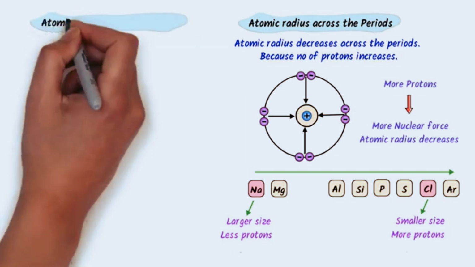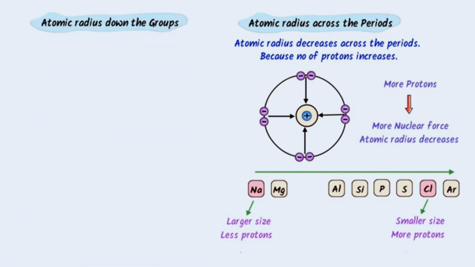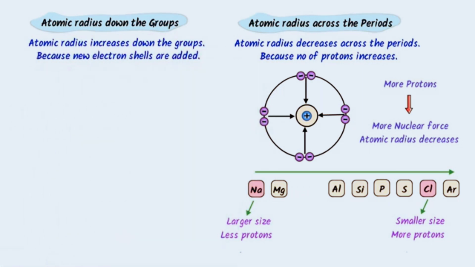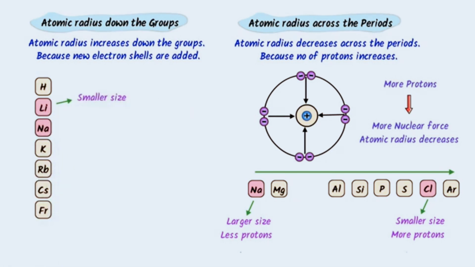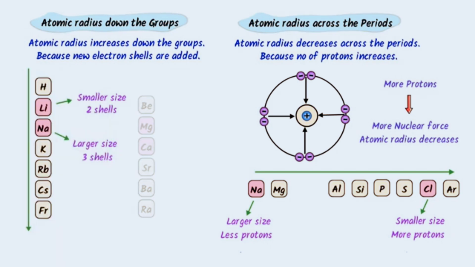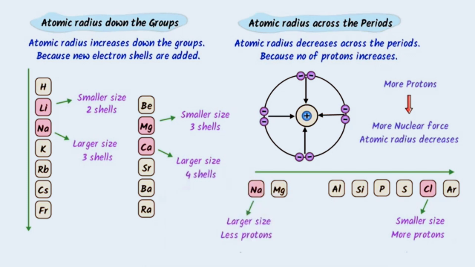Now we will learn atomic radius down the group. Remember that atomic radius increases down the group. It is because new electron shells are added. As a result of this, the size of the atom increases. Now consider the 1st group of the periodic table. Here, lithium has smaller size than sodium. It is because lithium has 2 electron shells while sodium has 3 electron shells. Now in the 2nd group, magnesium has smaller size than calcium. It is because magnesium has a smaller number of electron shells while calcium has a larger number of electron shells.